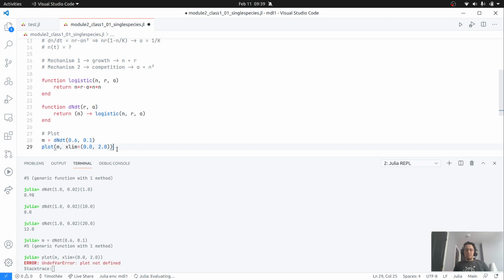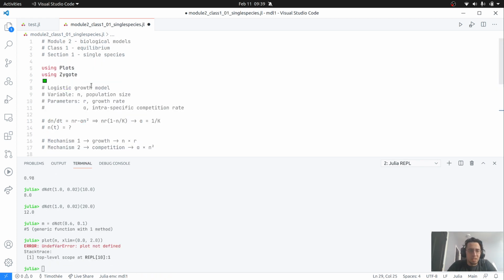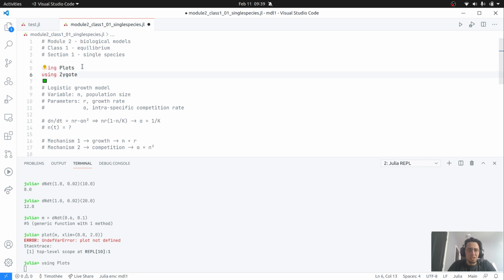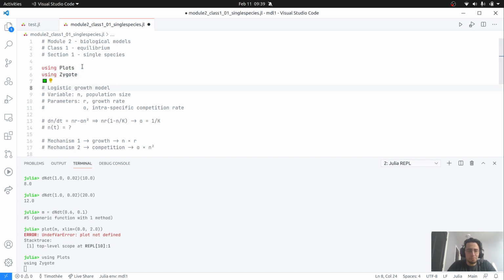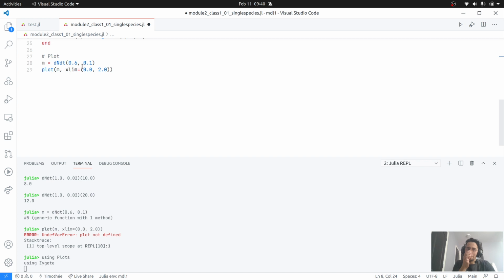It's going to be taking a little while because I have not loaded the package. I'm going to do that now, and then we're going to re-execute this thing. I am loading a package called Zygote, and we will see in a minute what Zygote is doing. Essentially it's doing magic. It's doing math, so you don't have to. And we are very grateful for that. So let's wait until everything is loaded, and we are going to see our plot.